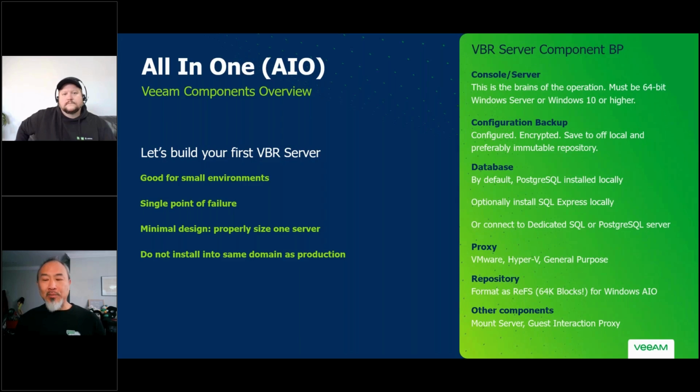And then when we get to the database, starting in version 12, the default is that it will install PostgreSQL locally on that machine and leverage that for the configuration backup database. If you do need to use SQL for whatever reason, you will have to install either SQL Express or SQL Standard locally on the machine, and then during the installation process, connect to that instance and install your database there.